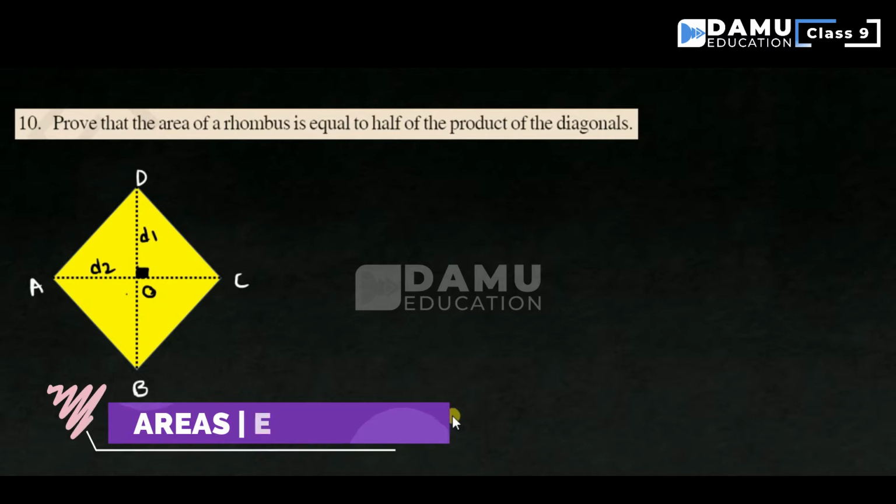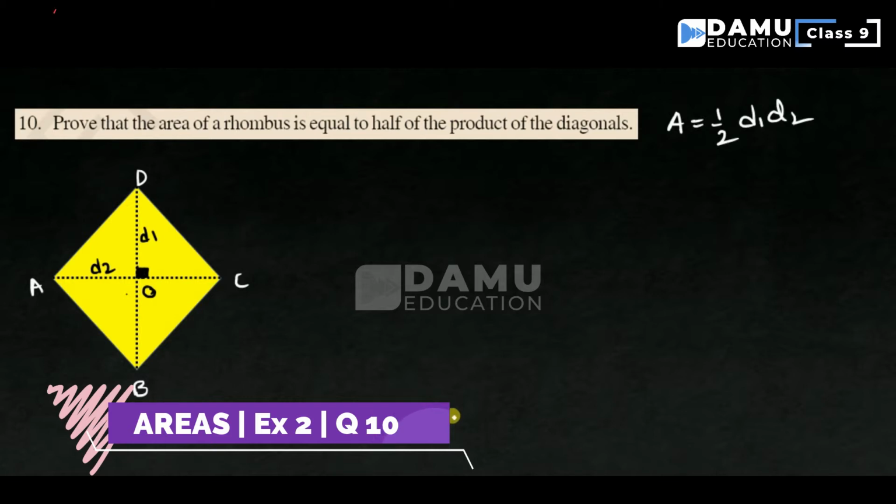So in this module, we are going to discuss our 10th question. Prove that the area of the rhombus is equal to half of the product of its diagonals. So the area of a rhombus, that is half of the product of diagonals, we have to show like this.